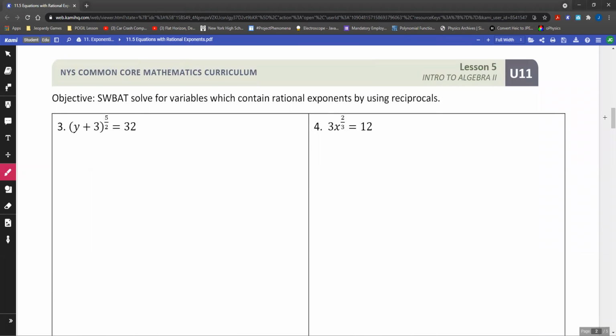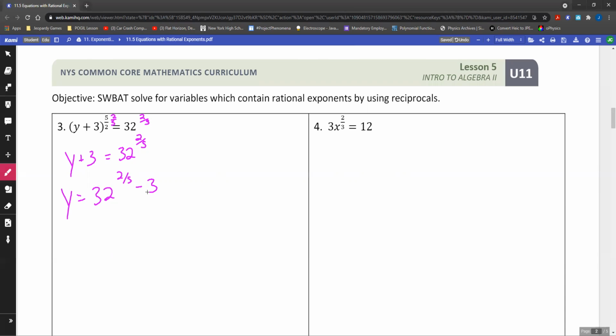All right. So over here, because there's nothing on the y that isn't raised to some power, like there's no number outside those parentheses, I'm going to start isolating that exponent. The way I'm going to do this is by raising both sides to the 2/5. So this will simplify to just y plus 3. And then here we get 32 to the 2/5. And then y equals this, because I can subtract the 3 over.